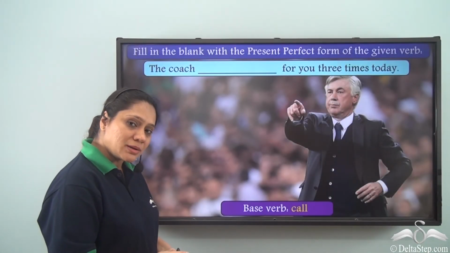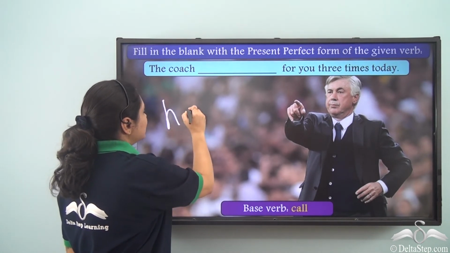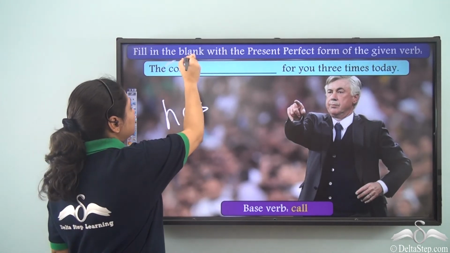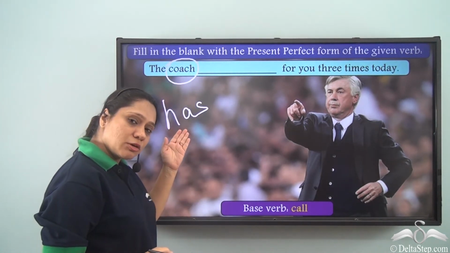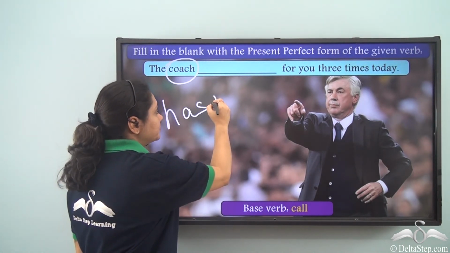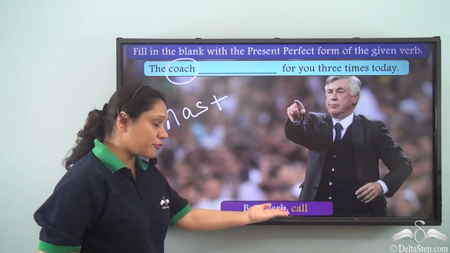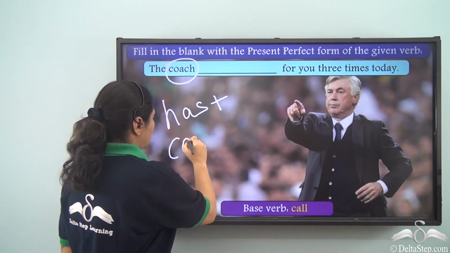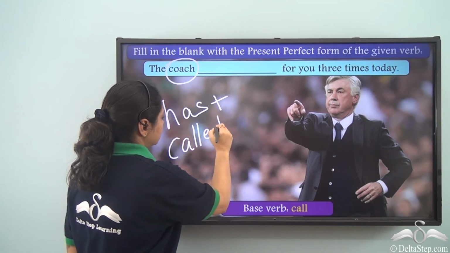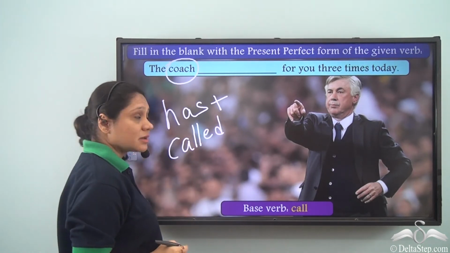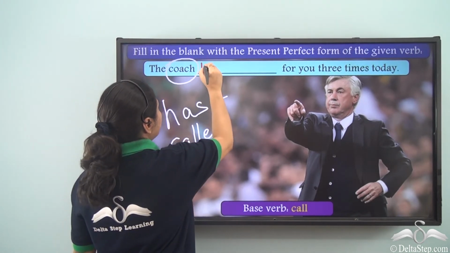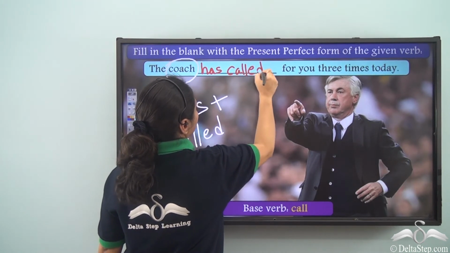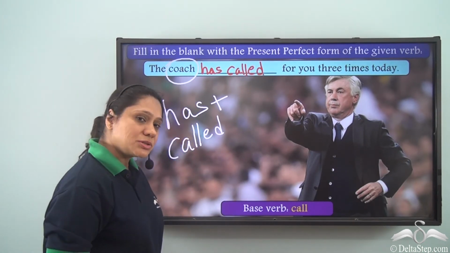So, how do we form it? We use has or have. In this case, the coach is singular. So, we will use the singular form has with the past participle form of the verb call. What is the past participle form? Called. So, the correct answer will be the coach has called for you 3 times today.